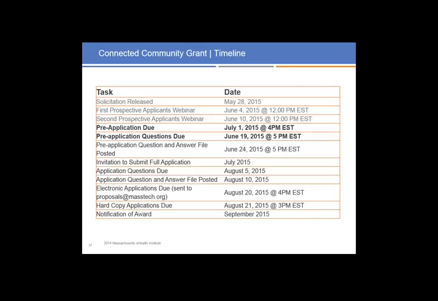The invitation to submit a full application will come sometime in July. Application questions will be due August 5th, with the question and answer file for those organizations coming out on August 10th. And the full applications will be due on August 20th, with a hard copy due on August 21st, and notification of award will be in September.